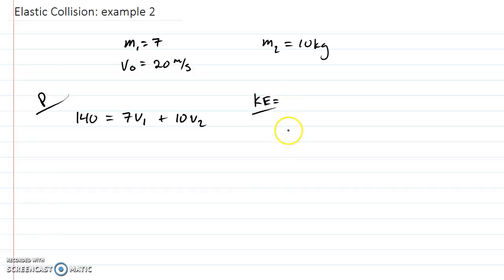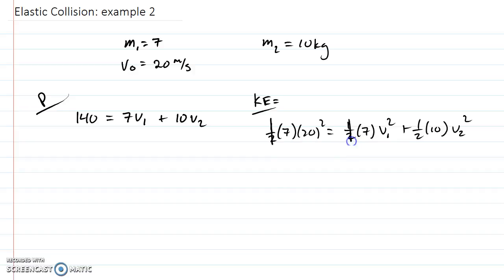Kinetic energy, we're going to have on the left side 1/2 times 7 times 20 squared, and then on the right 1/2 times 7 times v1 squared plus 1/2 times 10 v2 squared. So one nice thing here at least is that the 1/2s can all cancel. And so what I'm calculating here is this, which would be 2800. On the right side I have 7v1 squared plus 10v2 squared.